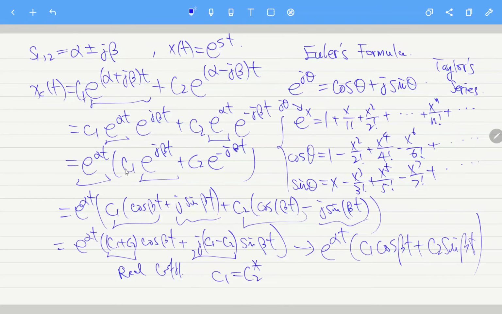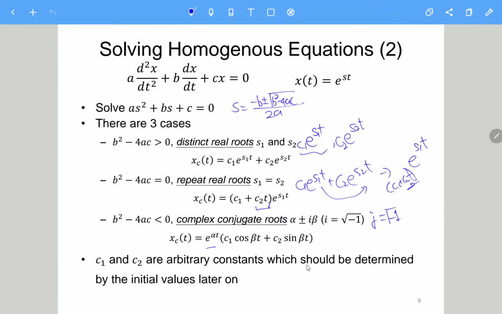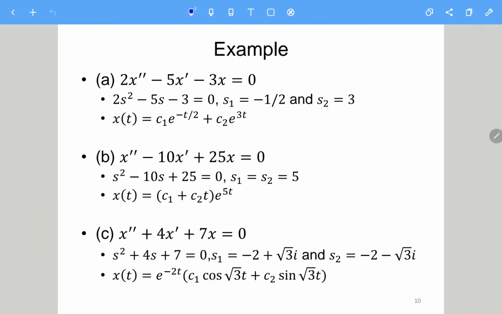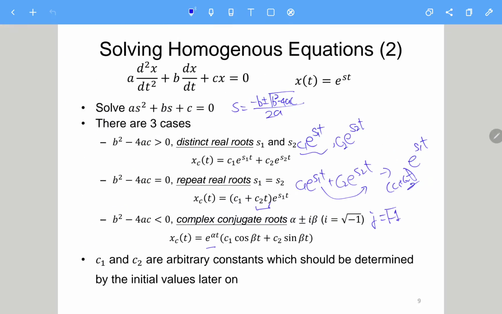If you don't like this way, you can just use A1, A2 here. So we just come up to here, A1 plus A2, and then A1 minus A2, and then we can rewrite all these things as C1, C2, so that it turns out to be like this. So this is the third case for the homogeneous solution. But actually, this one is the most useful one. Okay, so far any questions?